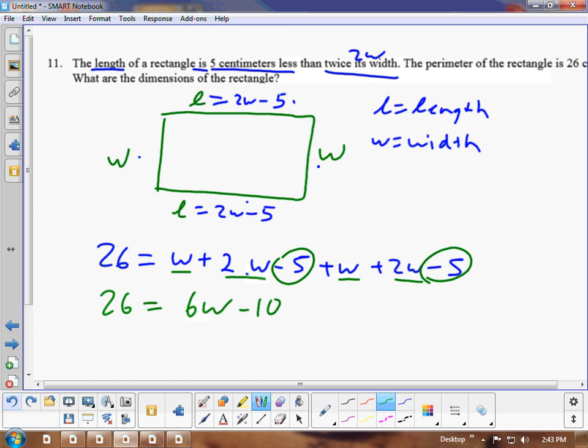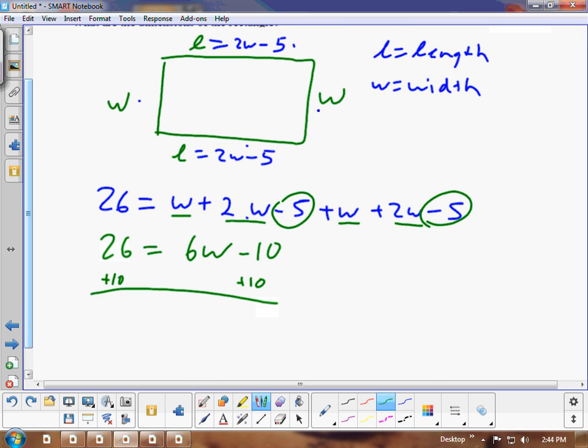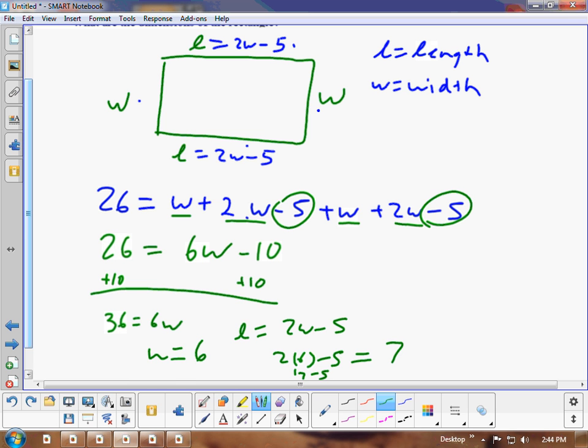So I need to solve this equation here, and I'm going to get L is 7 and W is 6, I believe. Let's see if that's right. Well, let's figure it out and see. I'm going to add 10 to both sides, and we get 36 equals 6W. Divide by 6, W is 6. And then L, don't forget, L equals 2 times W minus 5. So 2 times 6 minus 5 is going to be 12 minus 5, which is 7.